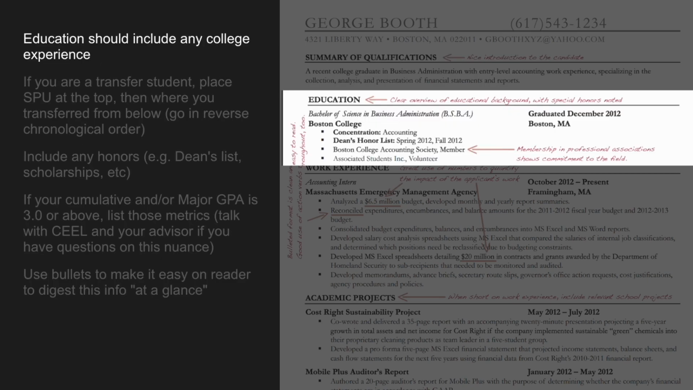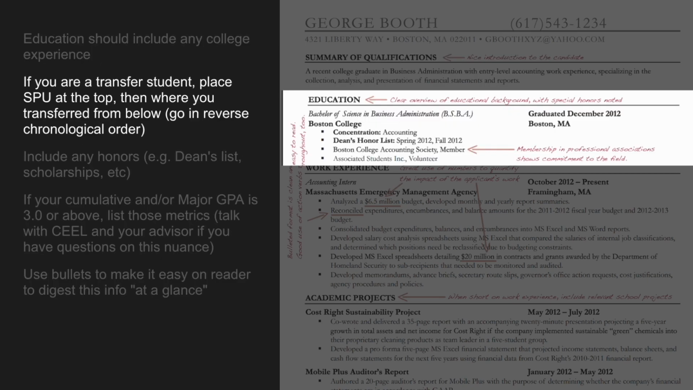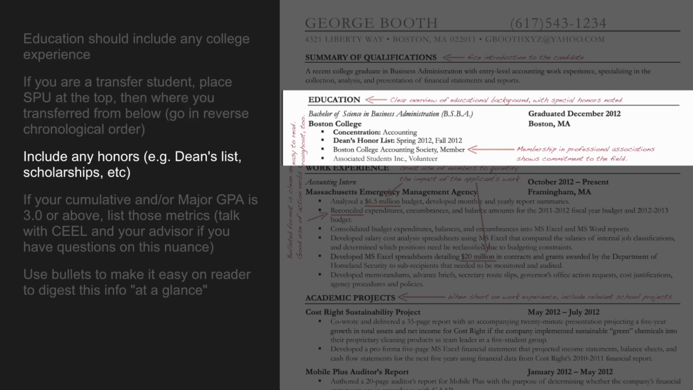Your education section should include any college experience. If you're a transfer student, you want to place St. Peter's University at the top, and then the school that you transferred from below. You want to include any honors or activities such as Dean's List, scholarships.